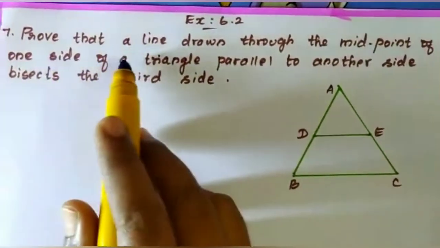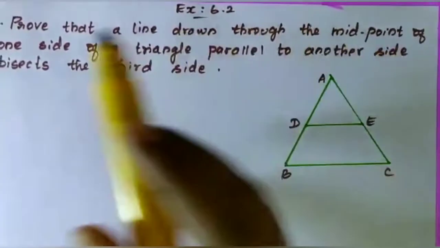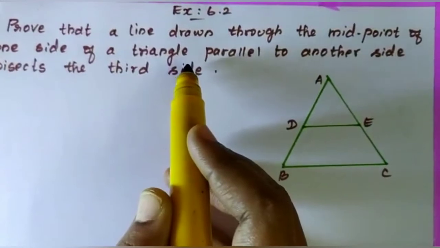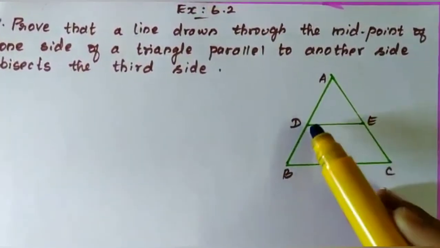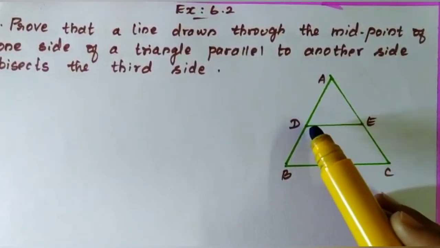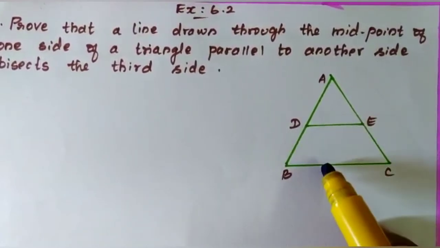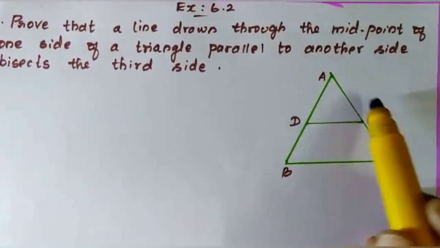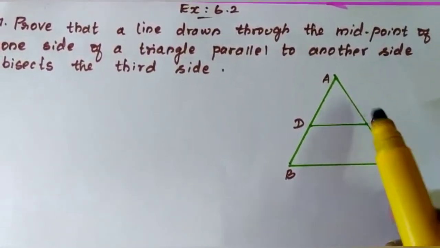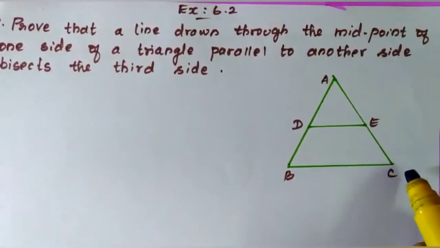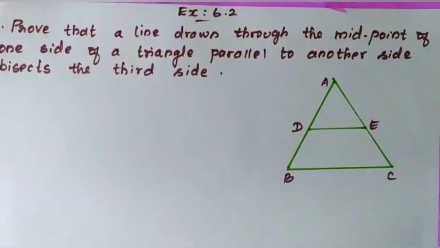Prove that a line drawn through the midpoint of one side of a triangle parallel to another side, bisects the third side. You have to prove that AE is equal to EC, that is, E is a midpoint.